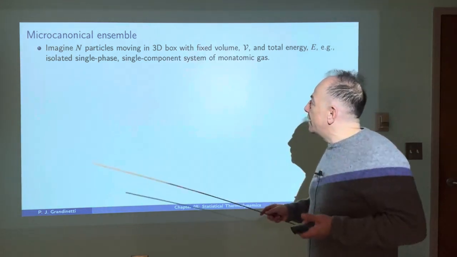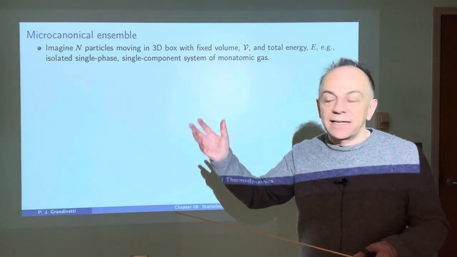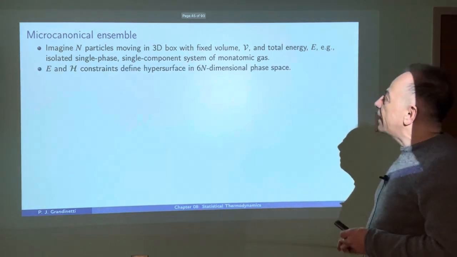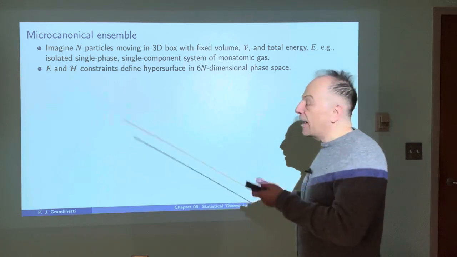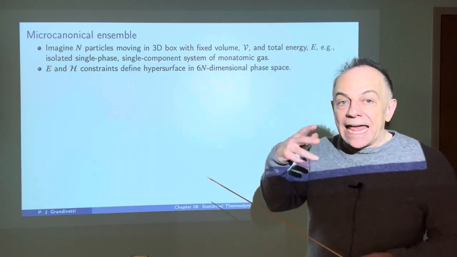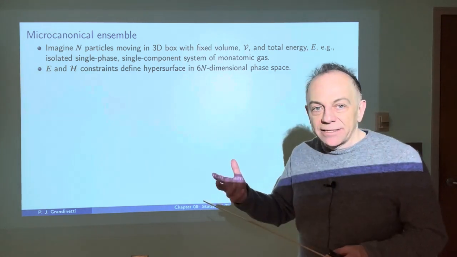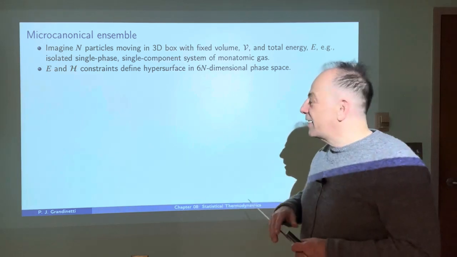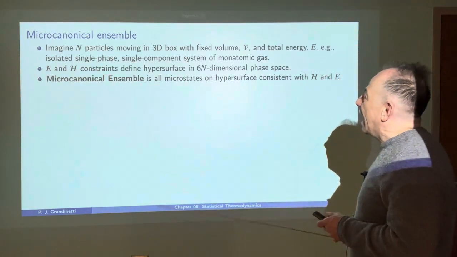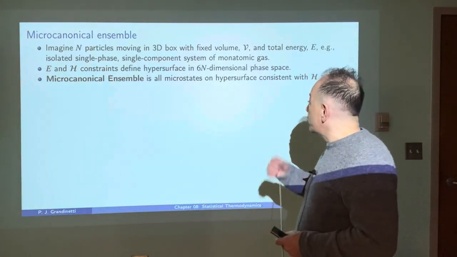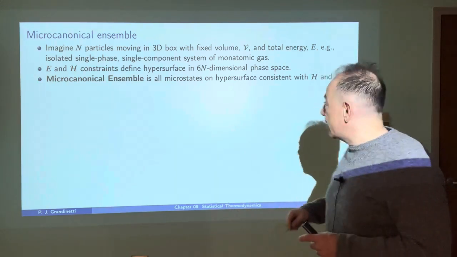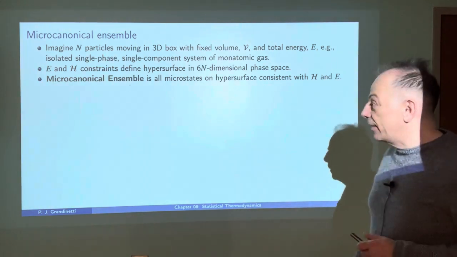And so the example would be, just imagine you have some monatomic gas that's an isolated system, so it's single phase, single component, and we know the total energy of that system, and we know the Hamiltonian for that system, and that means in that 6n dimensional phase space, there's going to be a hypersurface that is defined by the total energy. Right. And what we call the microcanonical ensemble is all the microstates that lie on that hypersurface that's consistent with the total energy.